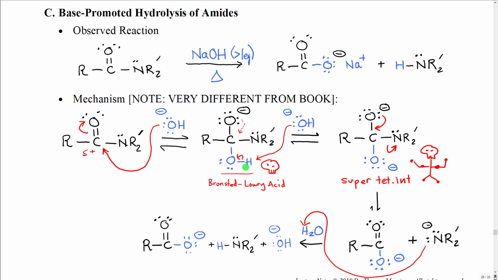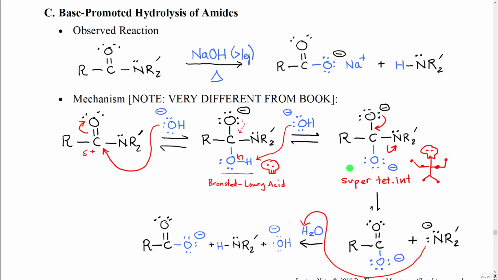OH is a weak base, but it's a base. We do have considerable amount of hydroxide left in the reaction. So what we could get is a Bronsted-Lowry acid-base equilibrium. The base would come over, it would remove this proton, a pair of electrons would go onto that oxygen, and we would get this intermediate.